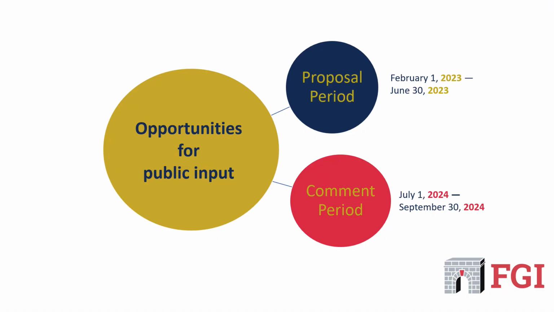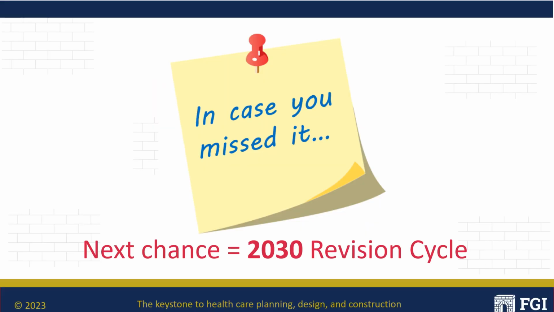There are two opportunities for public input. The first is the proposal period, which is the only time submissions for new language are considered. The second opportunity is the comment period, and that allows for input on already passed proposals that have become a part of the next edition's draft document. This is important to note, as any proposals not submitted during the proposal period will need to wait another 4 years until the next revision cycle.